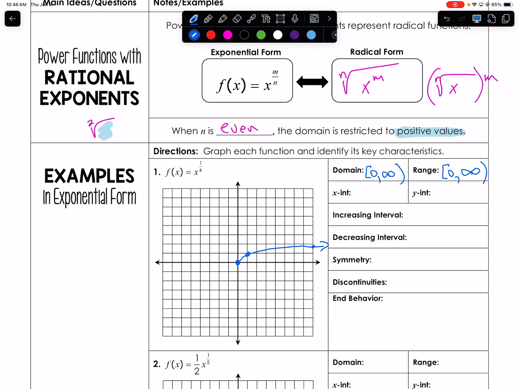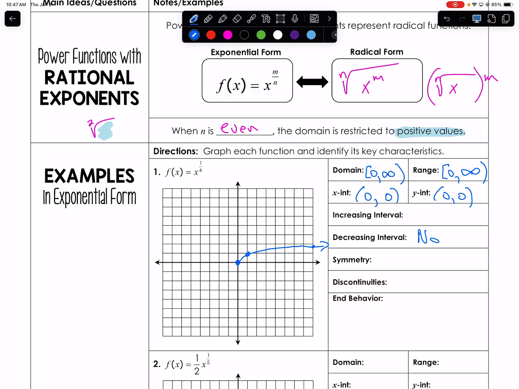What is my x and y intercept? 0, 0. Which is this function doing, increasing or decreasing? Increasing. Is it decreasing? No. So let's write no for decreasing.